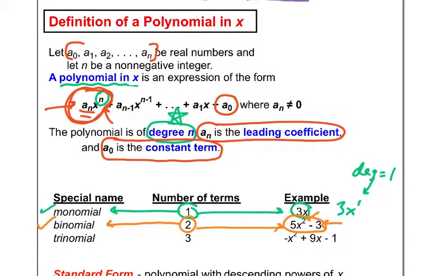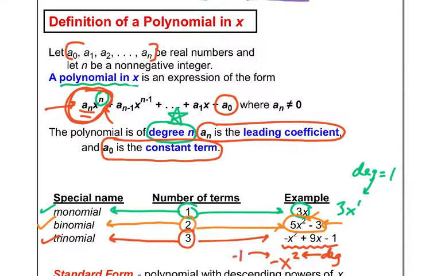And finally, if we have three terms, think of a tricycle, trinomial, just like you see over here on the right-hand side. Negative x squared plus 9x minus 1. The leading term is minus x squared. The highest power is 2, so that's your degree. It's kind of weird to see it, but the leading coefficient is negative 1. See the negative in the front? And the constant term at the end is also a negative 1. You take the sign with it.